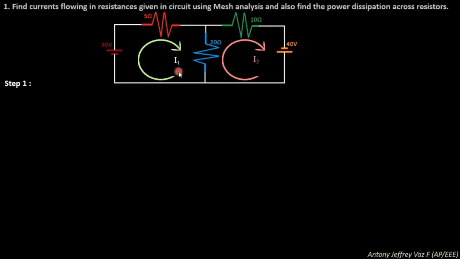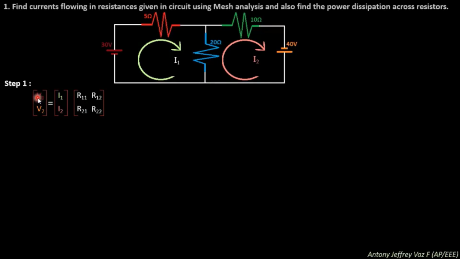Next, step one, this is the formula. You know V is equal to IR, which is nothing but Ohm's law. Here you have two loops. So we have V1 and V2, I1 and I2, and R11, R12, R21, and R22. We don't know the currents I1 and I2, which are the unknown values. You are going to find I1 and I2.